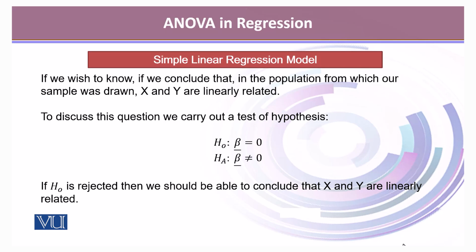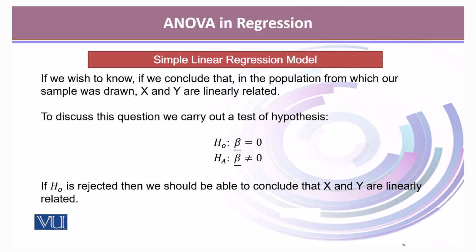Here we wish to know if we can conclude that in the population from which our sample was drawn, x and y are linearly related. And to discuss this question, we carry out a test of hypothesis where h0 is beta vector equals 0 against the alternative beta vector is not equal to 0. Though in the case of simple linear regression model, one can simply write beta 1 equals 0 for null hypothesis and beta 1 not equal to 0 for alternative hypothesis.